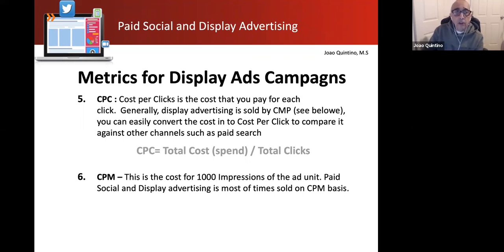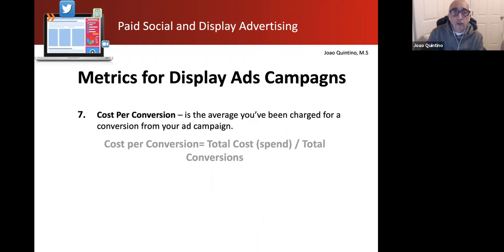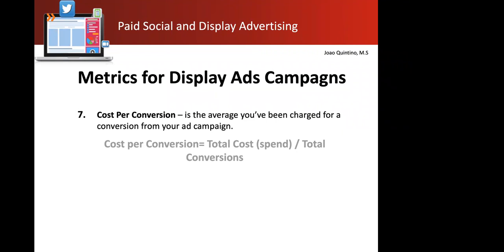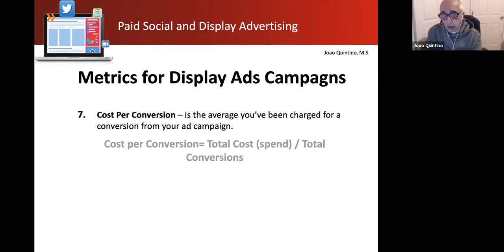Okay, so CPM is the cost for 1,000 impressions. So total spend divided by 1,000 impressions. Cost per conversion, so the total cost divided by conversions. Conversion can be leads, can be products you sold, depends on your goal. If your conversion goal is to generate leads, you take the total cost divided by leads. If your conversion goal is to sell a product, you take the total cost of your advertising divided by the number of products you sold.